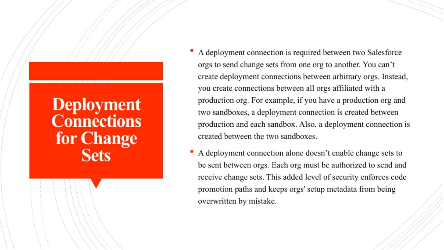However, having a deployment connection alone isn't enough. Each org must be explicitly authorized to send and receive change sets. This extra layer of security is crucial because it enforces proper code promotion paths and helps prevent accidental overwriting of setup metadata. So, in summary, deployment connections serve as the communication channels, but the authorization process is what really keeps your deployment process secure and well managed. This aligns with our overall goal of maintaining a controlled and reliable deployment environment.